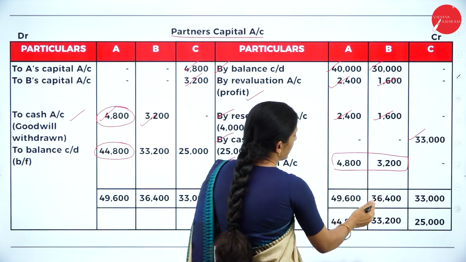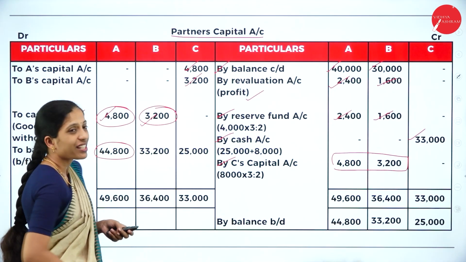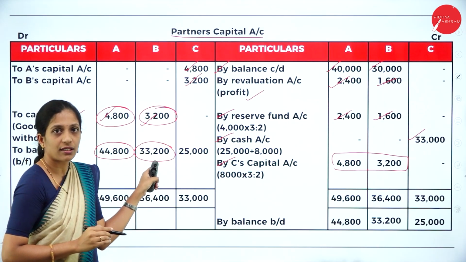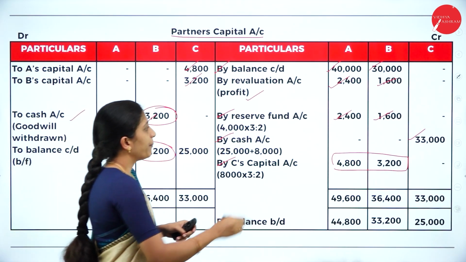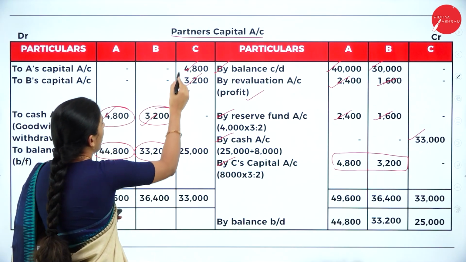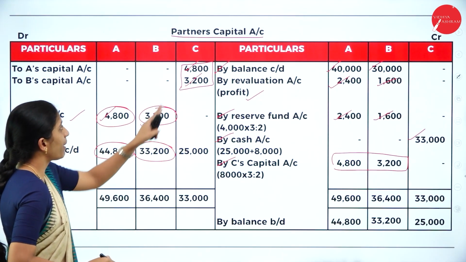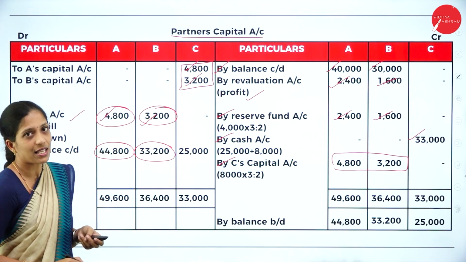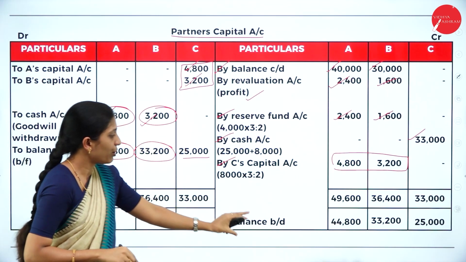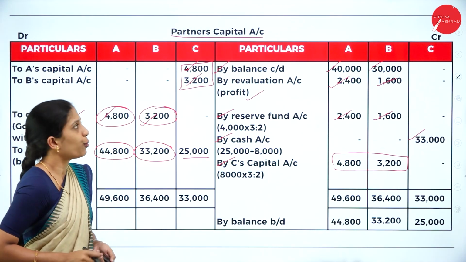If you count the total of the credit side, it is 36,400. On the debit side we have only 3,200. So 36,400 minus 3,200, you will get a balancing figure of 33,200. So this is a balancing figure. Now if you see C's column, it is 33,000 on the credit side. On the debit side we have 4,800 plus 3,200, that is 8,000. So 33,000 minus 8,000, you will get 25,000 as the balancing figure. So this has to be carried down. Whatever amount you have carried down here, bring down that balance and finish it off with your partners' capital account. So hope you are clear.